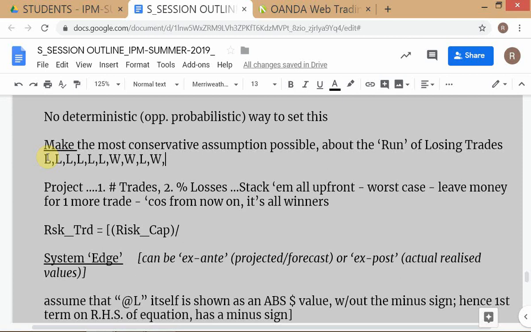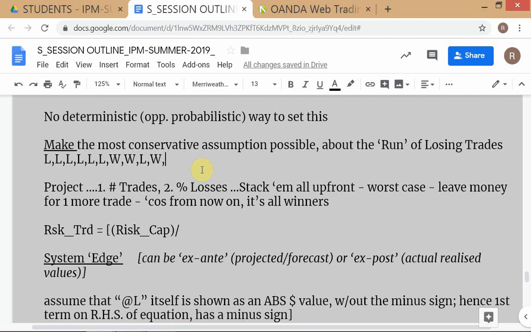So the run, in statistical parlance, in this context that we are covering right now, has a very different connotation from saying I'm running to the canteen, okay? So it's a different concept of run, a different use of the word run. So this is what we mean by a run of losing trades. Are you clear about this now?